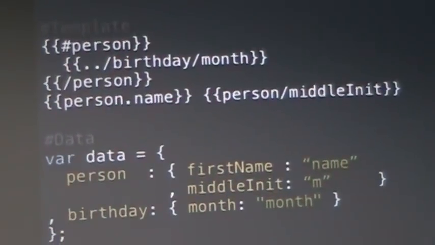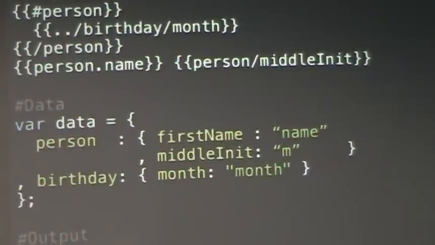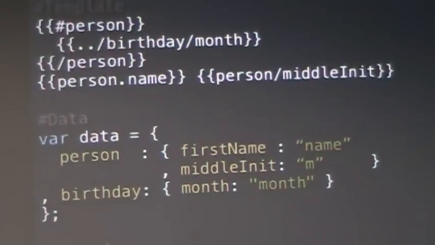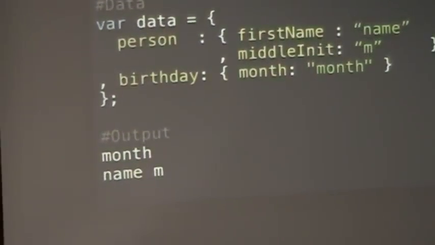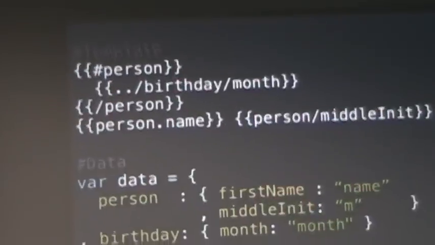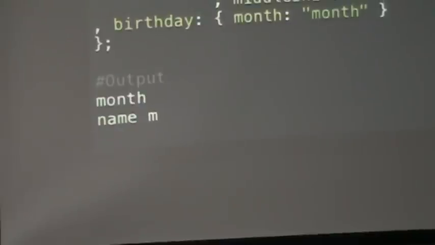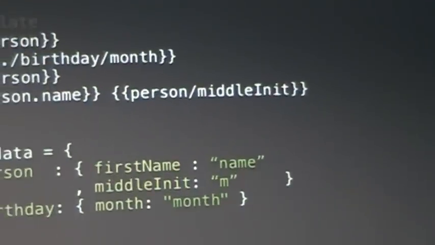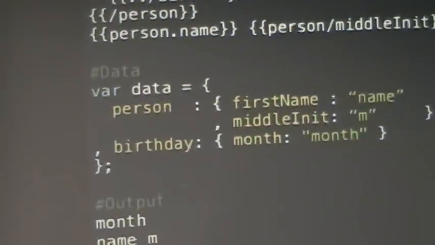And then we can also access the value inside of a context by using the dot operator, like person.first name, and we get the name. Sorry, I forgot to fix that. And then there's a deprecated operator, which is person slash middle init, which is the same as the dot operator.